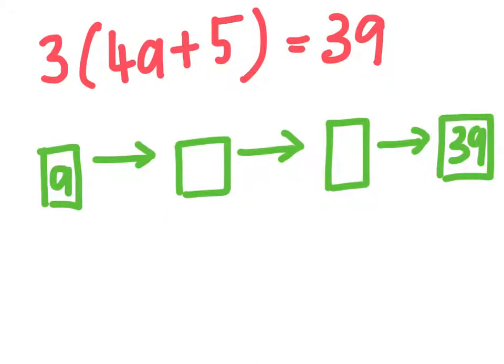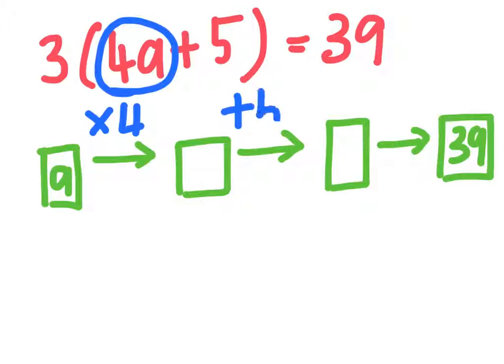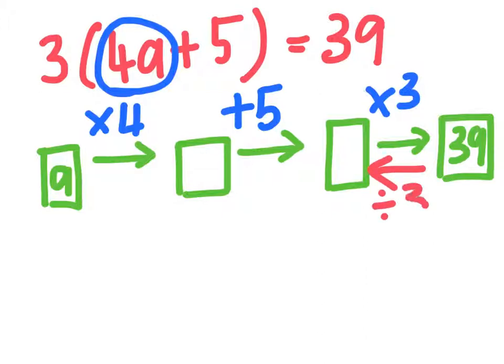So using backtracking again for this equation, I have a is multiplied by 4, so that's what I'm going to start with. So it's multiplied by 4, and then 5 is added to it. And then those two things are multiplied by 3 outside of the brackets, and that equals 39. To backtrack, we do the first step, which will be 39 divided by 3, because that's the inverse of multiplying by 3. So 39 divided by 3 is 13.